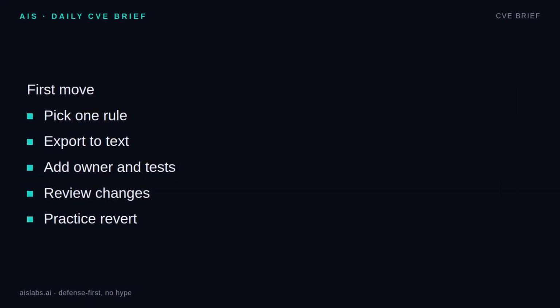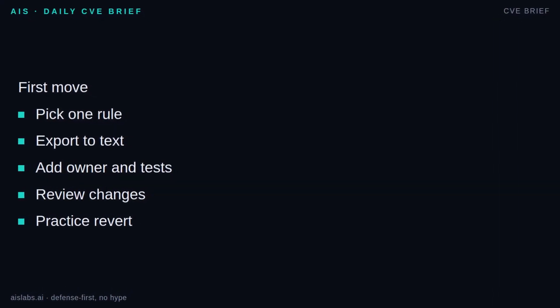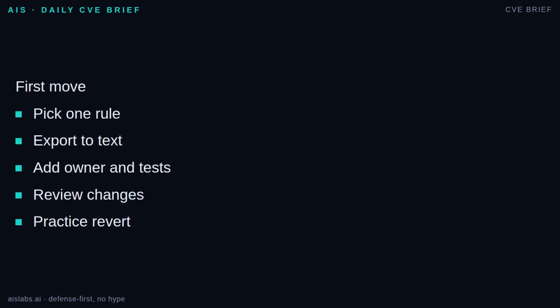Start small. Pick one important rule, preferably one that has caused noise or outages before. Export the logic or rewrite it into a plain text file. Add metadata at the top: owner, purpose, severity, log sources, expected fields, schedule, and a short test plan. Commit the first version. Then make one safe improvement through a pull request.